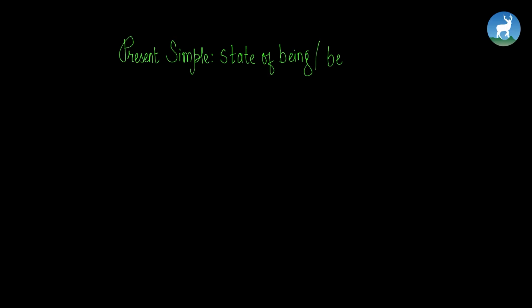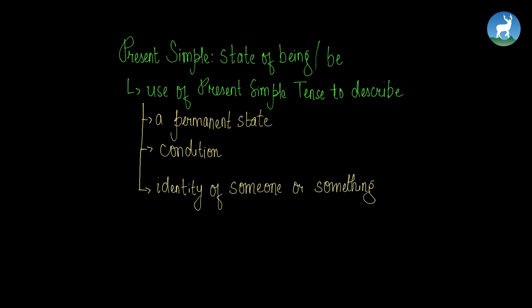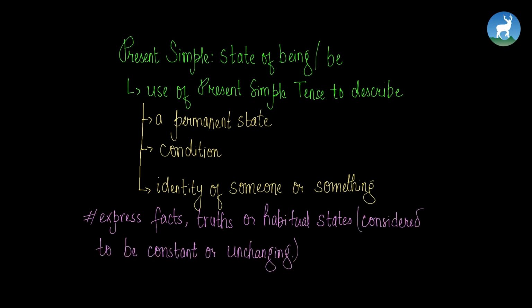So students, for the grammar portion of this unit, we will learn about present simple state of being, or simply be. So what is it? The present simple state of being refers to the use of present simple tense to describe a permanent state, any condition, or also the identity of someone or something. And this tense is used to express facts, truths, or habitual states, and all of these are considered to be constant or unchanging.